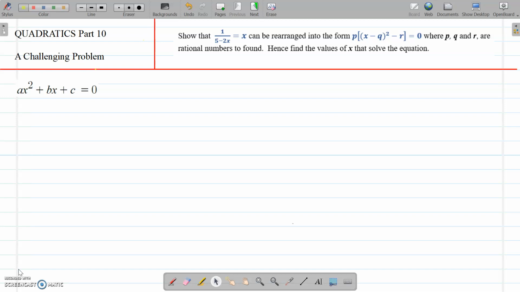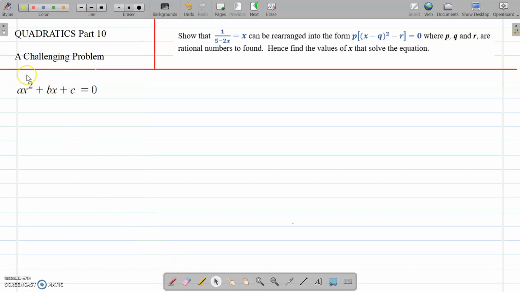What I've done here is I've created a really challenging, unusual sort of question that will really test your understanding of particularly completing the square, even though that isn't mentioned explicitly in the question.